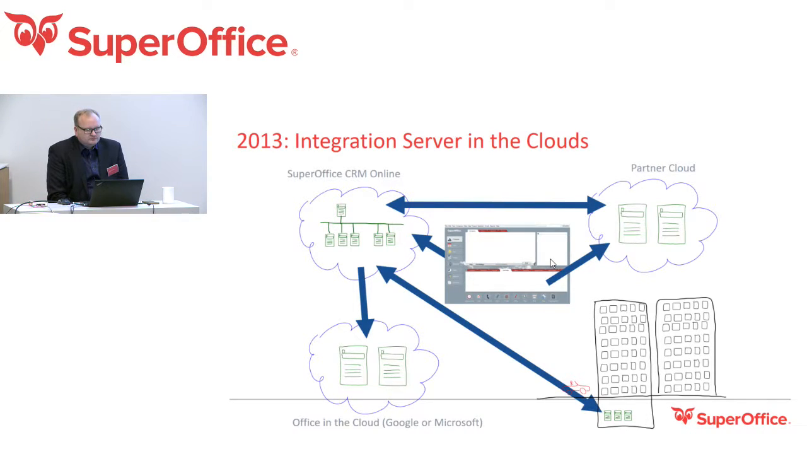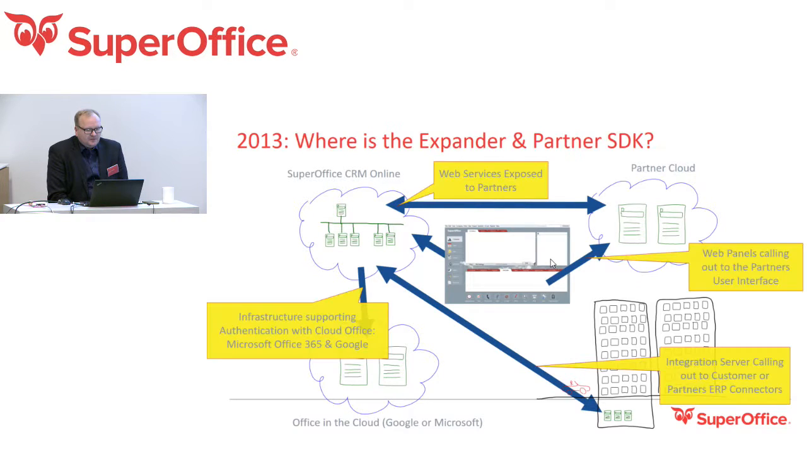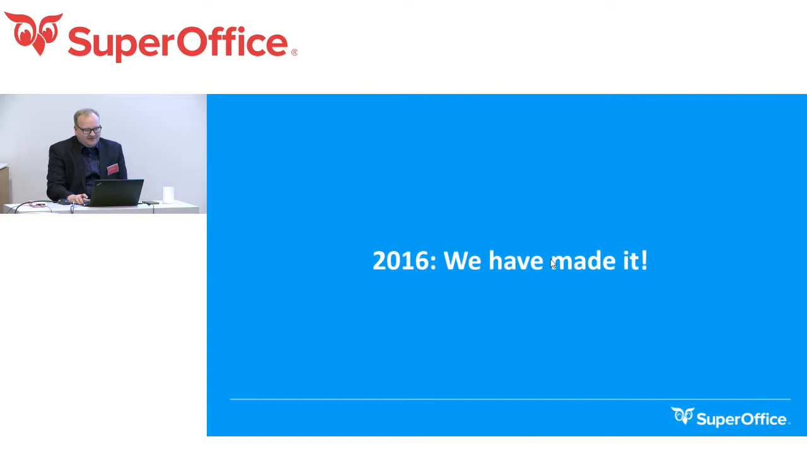So, the integration server is the only mechanism we had for calling out. Web panels is also a mechanism for calling out, but that's from the client side, and the Office 365 integration, and the web services. So that was what we told you that we would make. And the good news, we have now made it. And this is what it looks like.